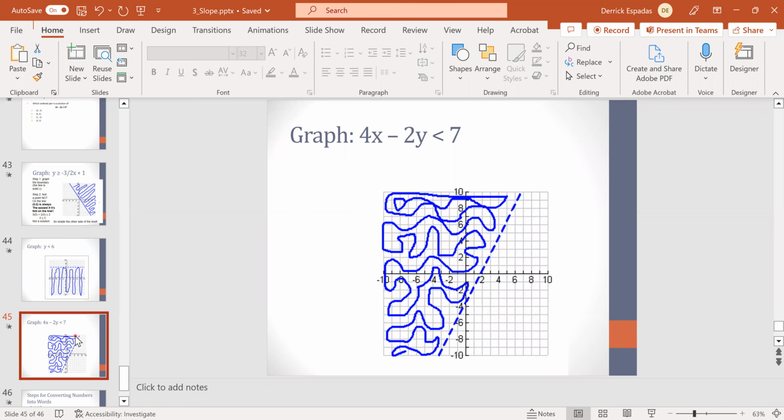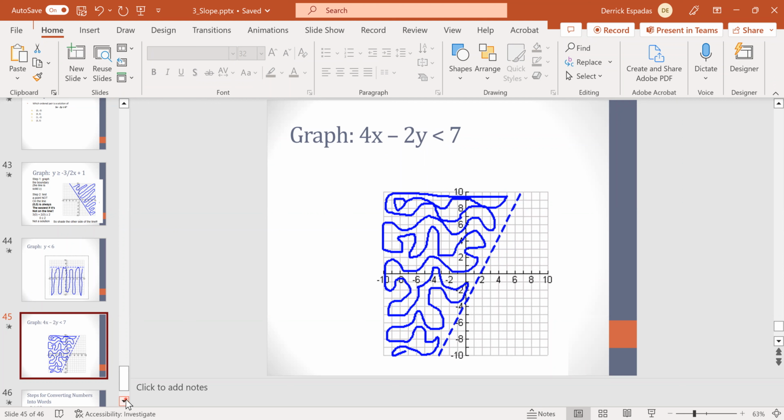And then we're going to graph 4x minus 2y is less than 7. I'm going to test 0, 0. 4 times 0 is 0, minus 0. So is 0 less than 7? Yes, it is. And 0, 0 is on this side, so I'm going to shade that side in. It is not an equal to, so I'm going to use a dotted line.